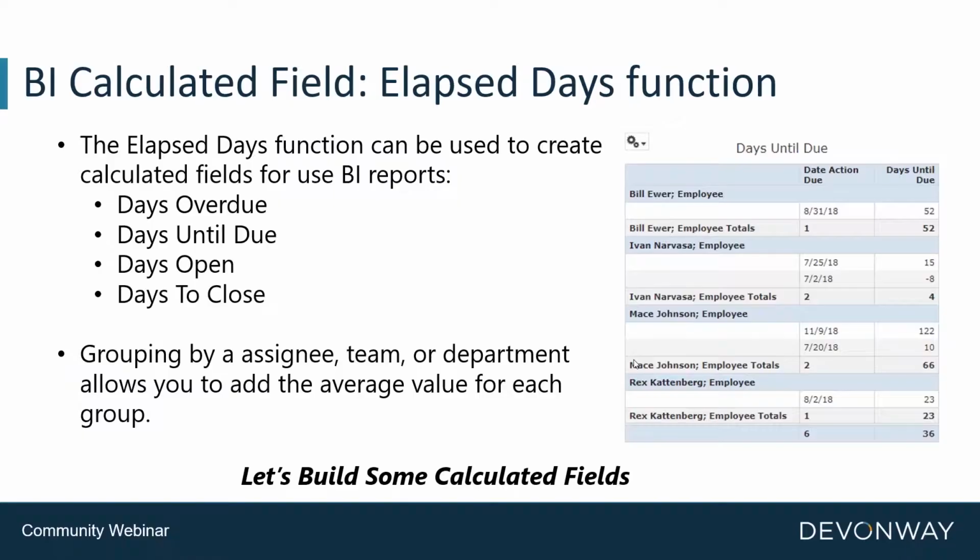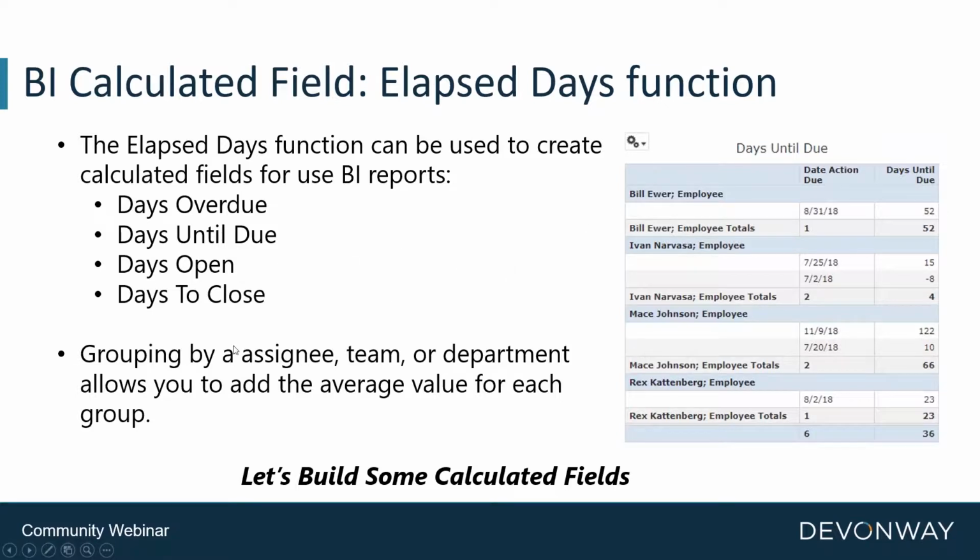Okay, the next section we're going to get into another BI calculated field. This one is the Elapsed Days function. It's quite useful if you're ever building a report where you want to find out the number of days an item is overdue, or number of days until something is due, or how long it's been open, or how long it took it to close, for example. Those are all just calculations using a date field. So it's quite easy to do. We'll get into that in just a minute.